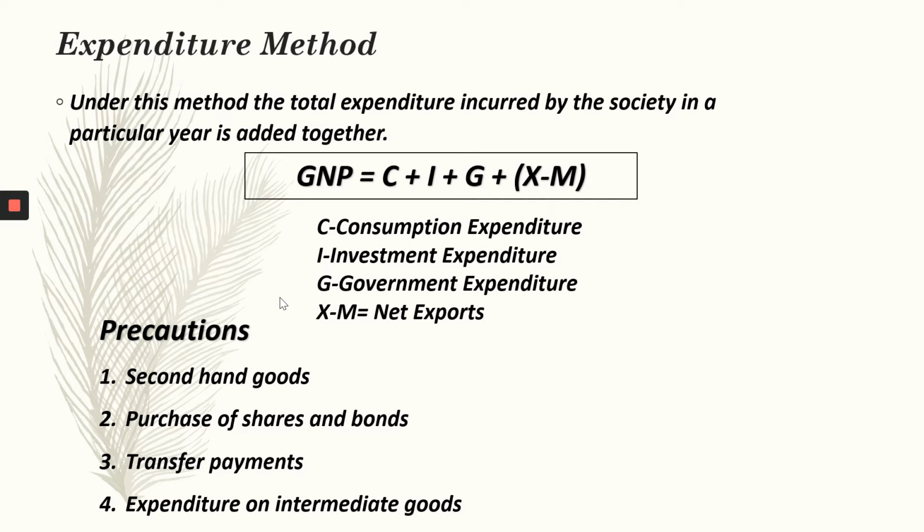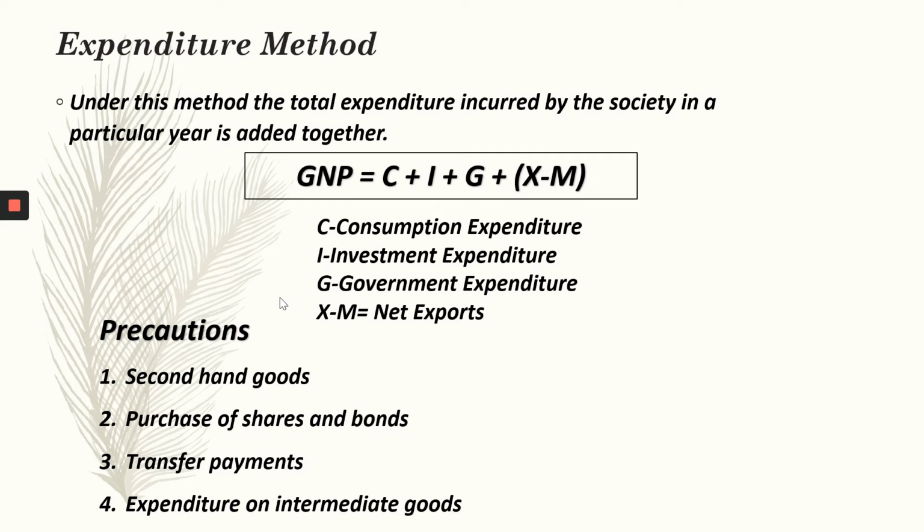So it includes our personal consumption expenditure, net domestic investment, government expenditure on consumption as well as capital goods, and net exports. So symbolically, it can be given as GNP is equal to C plus I plus G plus X minus M. Here the national income is calculated through the total expenditure incurred by the society.